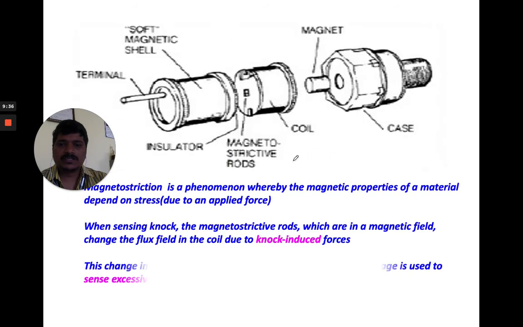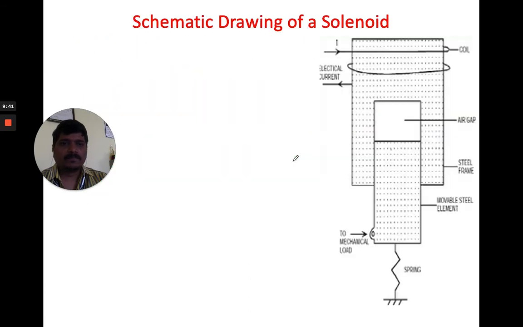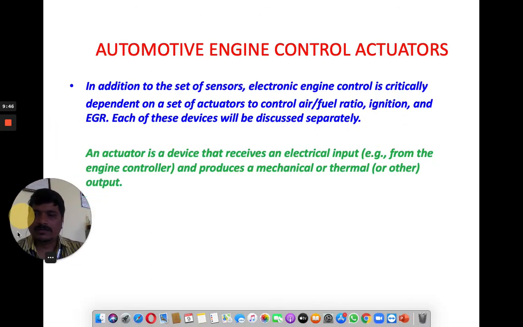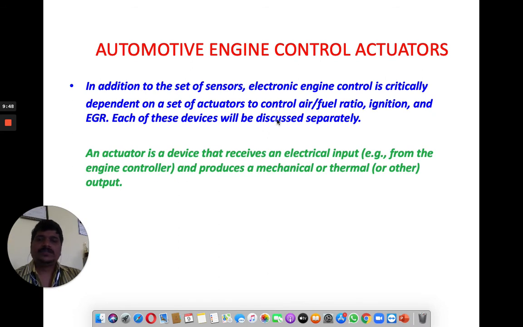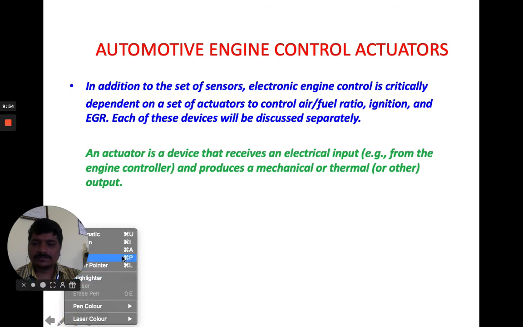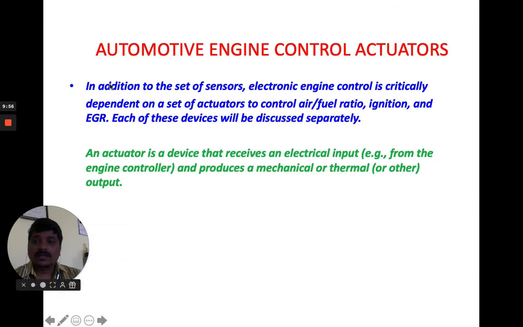Coming to the next topic, we'll jump directly to actuators. As I told you, in this syllabus you will also have actuators. Let's see a little introduction about actuators. In addition to the set of sensors, electronic engine control critically depends on a set of actuators to control air-fuel ratio, ignition and EGR. Each of these devices will be discussed separately.